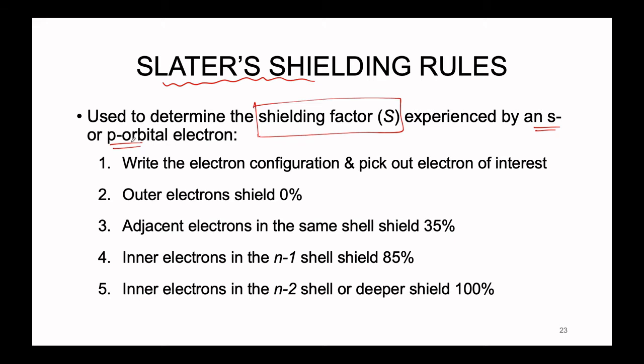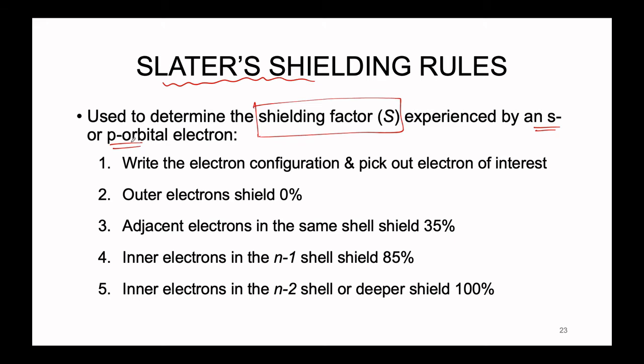Now, there are more complicated rules for the d electrons and the f electrons, but here in this general chemistry class, we're just going to keep it simple. We're just going to look at the s's and the p's. These are the main groups that we observe in general chemistry on the periodic table anyway, so we're just going to keep it simple.